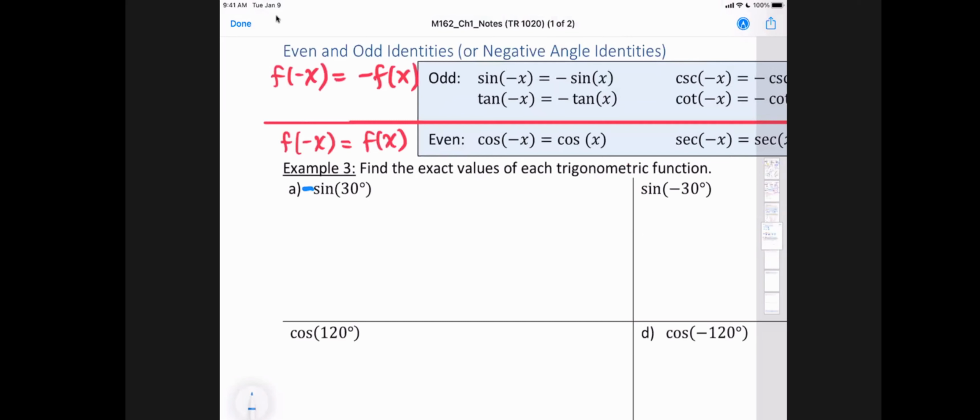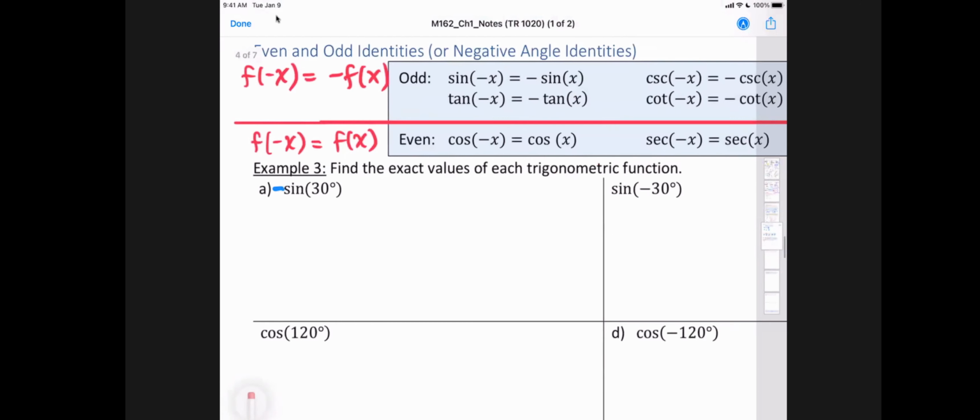All right, so then we're gonna look at comparing this example 3A, that negative sine of 30, let's calculate that and then individually calculate sine of negative 30 degrees. And this looks like it's following this odd identity for sine. So they should come out to be equal values, right? So let's go ahead and find sine of 30 degrees.